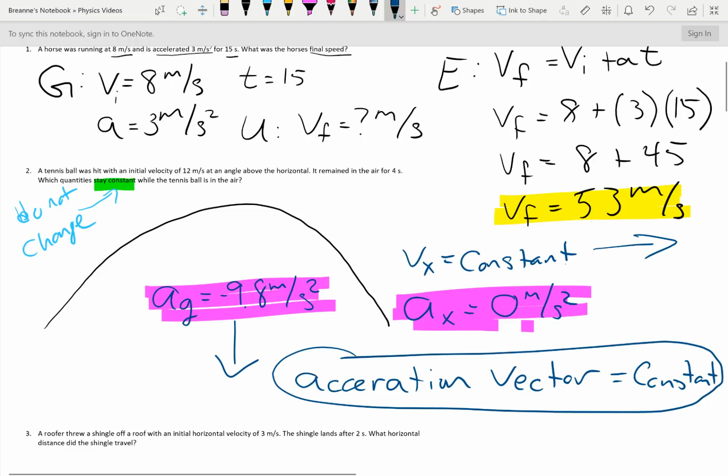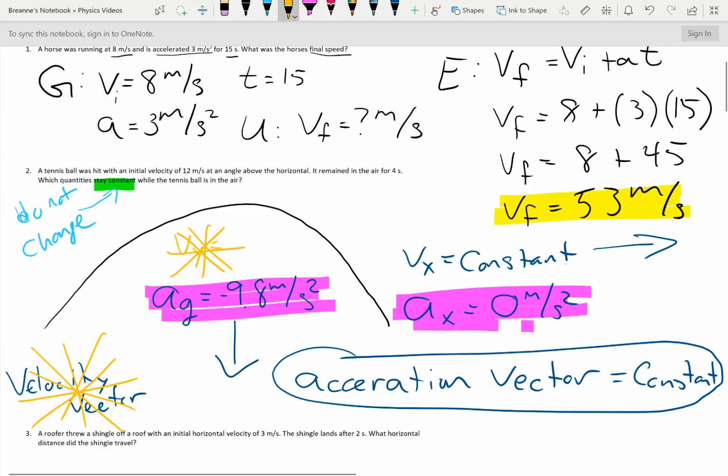Is our velocity vector constant? Hopefully you said no. And it's because our velocity in the y is not constant. Yes, our velocity in the x is, but the vector deals with both velocity in the y and velocity in the x. But our acceleration vector is constant because our acceleration in the x and acceleration in the y are both constant.